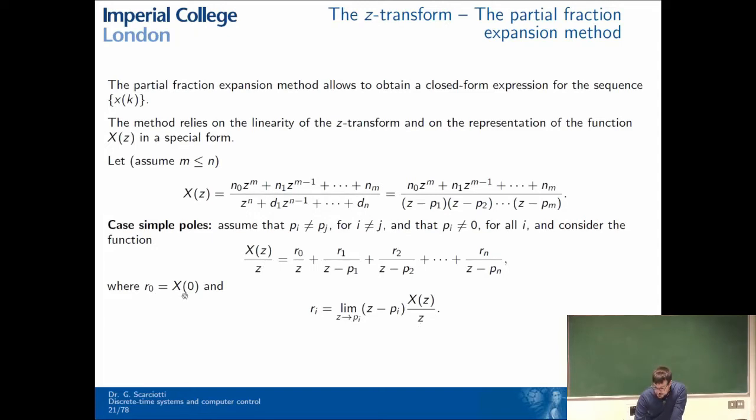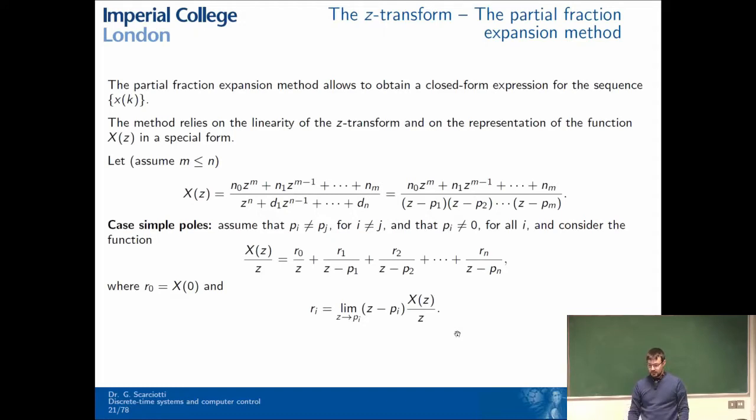Okay? So r0, the residual associated to z, is just the z transform X(z) computed in z equal to 0. For all the others, the residuals can be computed in this way. So the residual associated to the pole pi is computed as the limit with z that goes to pi of the product (z minus pi) times X(z) divided by z.